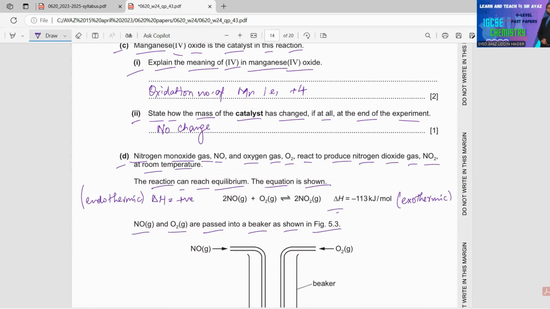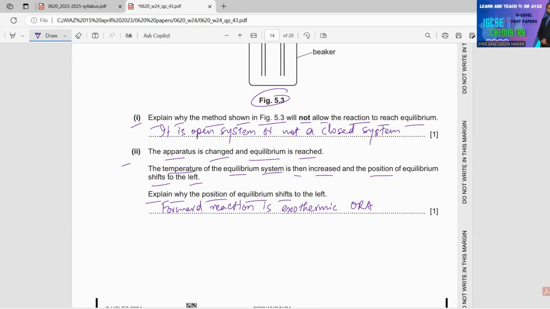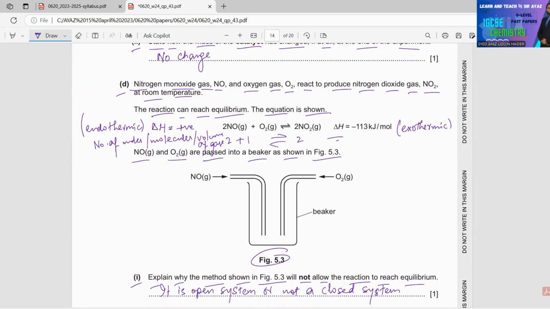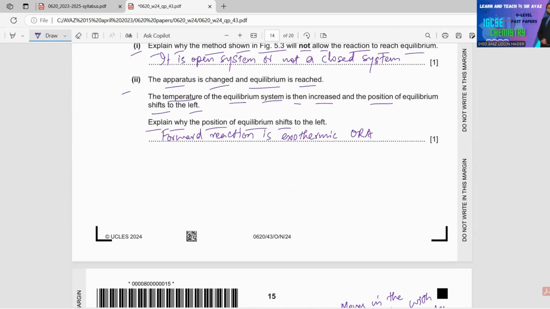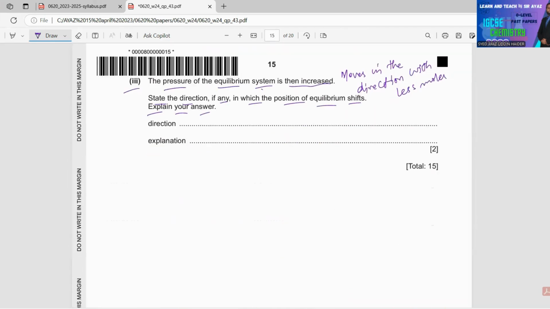So we have gases on both sides. On the reactant side, we have 2 plus 1. On the product side, we have 2. What are these? These are the number of moles or molecules or volume of gases. Remember, the effect of pressure will be applicable to gases only. So it will definitely shift the equilibrium to the right hand side or forward direction. Forward or product side.